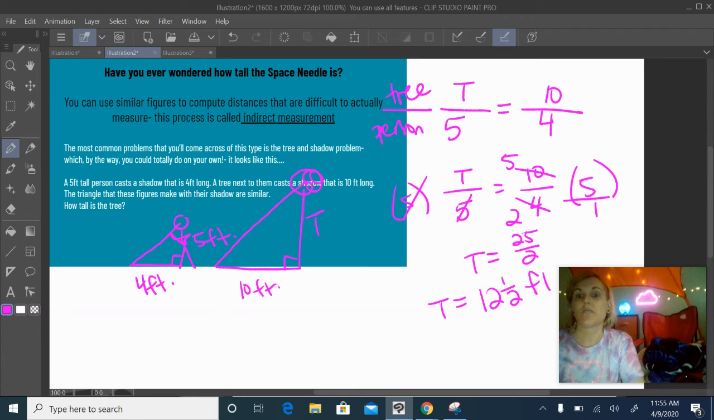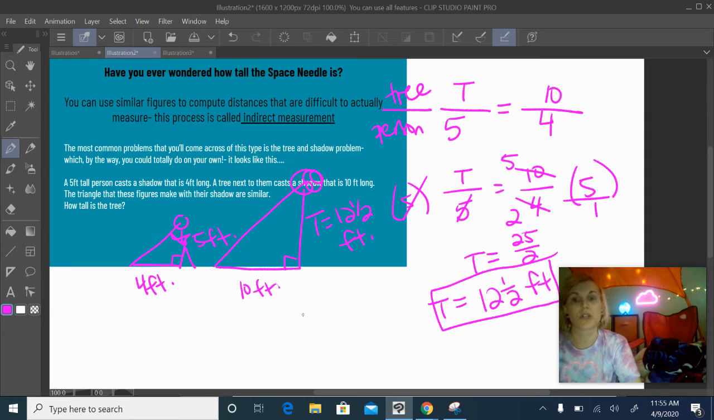So again, let's make sure that this makes sense in my problem. Would it make sense that the tree is 12 and a half feet if the person is 5 feet and casts a 4 feet shadow, and the tree is 12 and a half feet and casts a 10 feet shadow? Yeah, it should make sense that the tree is taller than the person. So just make sure when you do these problems that it makes sense at the end.